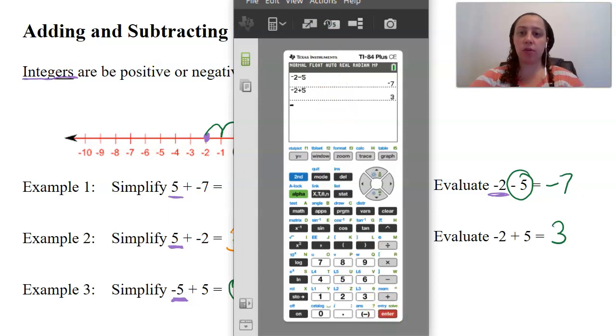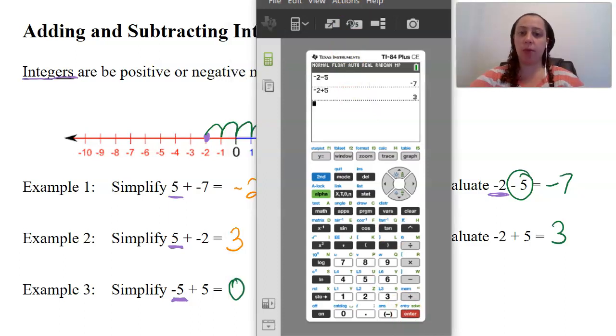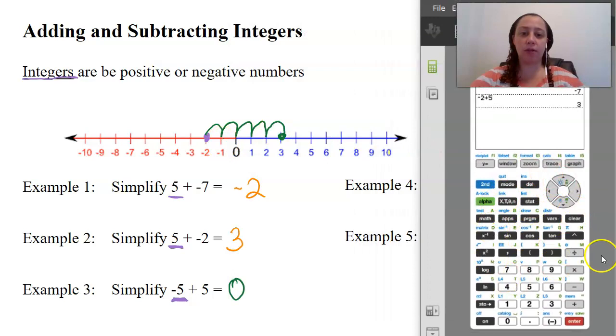So I hope this shows you how you can use both the number line and the calculator to help you add and subtract integers.